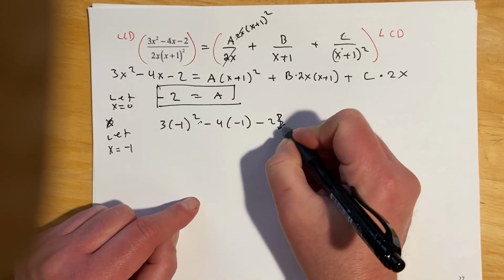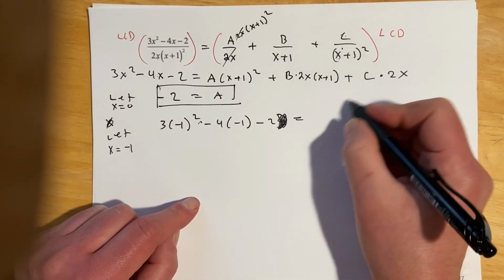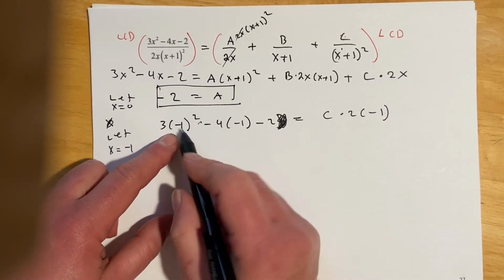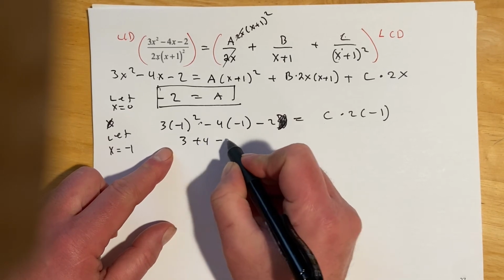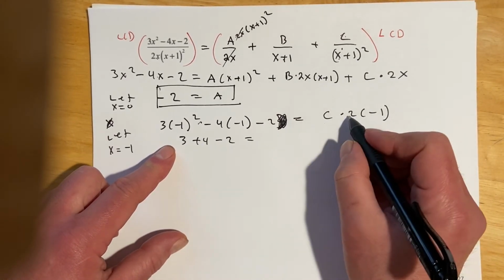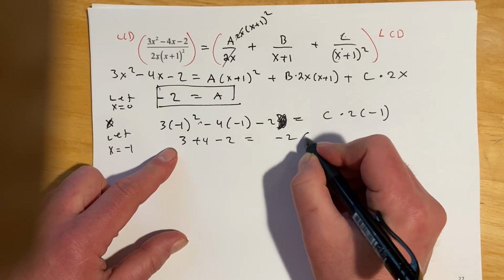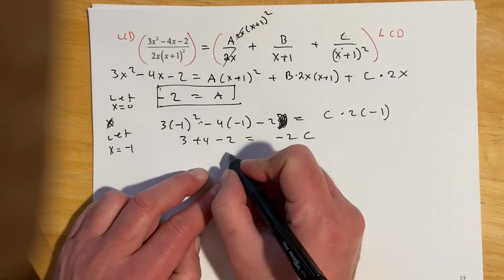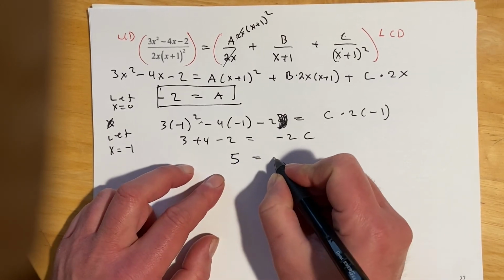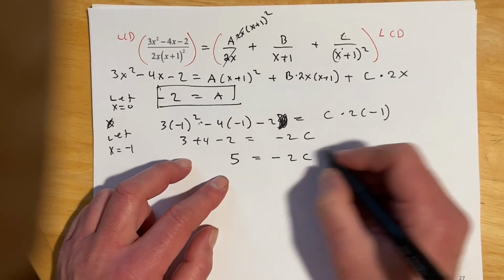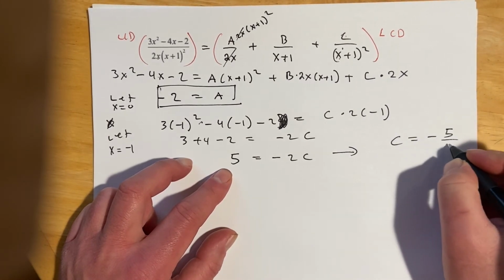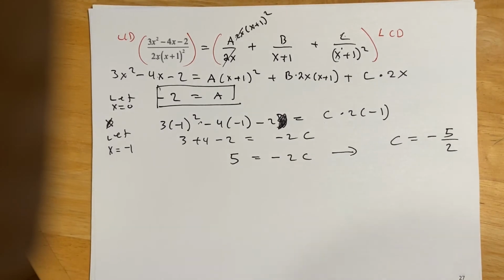And I don't need that parenthesis there, sorry. So c times 2 times -1. So that is 3 plus 4 minus 2 equals -2c. And that is 7 minus 2 is 5 equals -2c. And then dividing over, looks like c equals -5 halves.